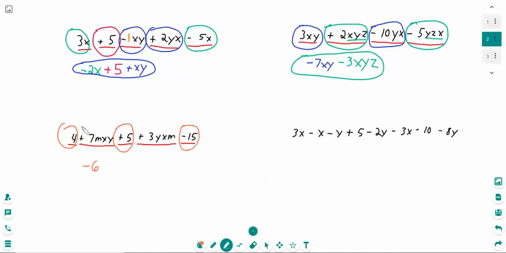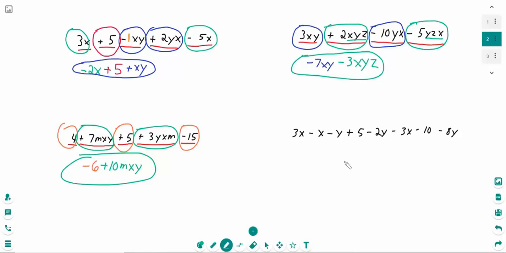Now let's go to our next term here. Oh, get a different color. So we have a positive 7mxy. Now over here we do have an mxy. It's just in a different order. So those two will be like terms. So if we add those together, plus 7 and a plus 3 is a plus 10. So we have a plus 10, and we'll put them in alphabetical order, mxy. And we've used up all of our terms. So that is our solution.